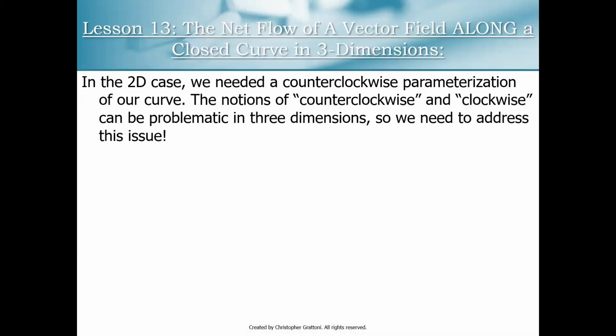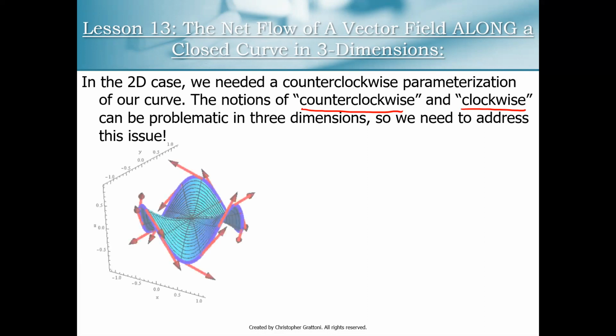Now, in the two-dimensional case, we needed a counterclockwise parameterization of our curve. And that was pretty straightforward. Everybody knew how to look at a graph and say what clockwise or counterclockwise meant in that two-dimensional plot. But the idea of counterclockwise or clockwise doesn't really make as much sense in three-dimensional space. Now, you probably don't think about that on a regular basis, but clockwise and counterclockwise are problematic in 3D space.